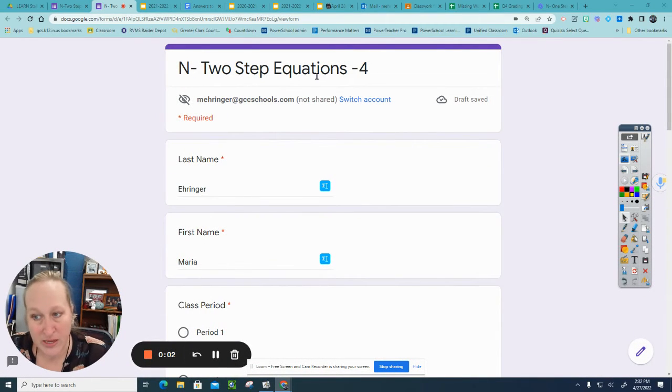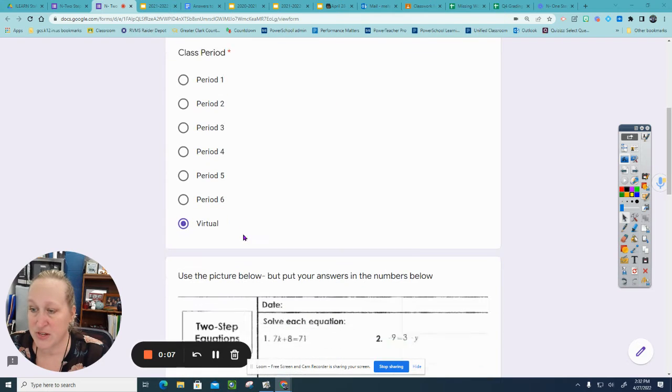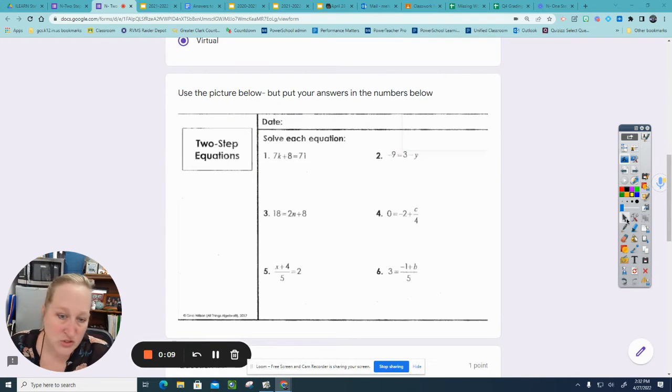Okay, so we are doing day 4, two-step equations. Put your last name, your first name, and your class period. We're going to solve these and then we'll type our answers down at the bottom.